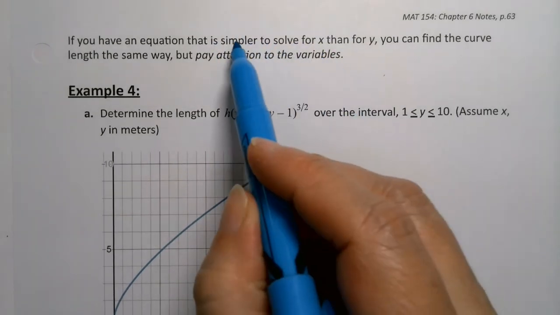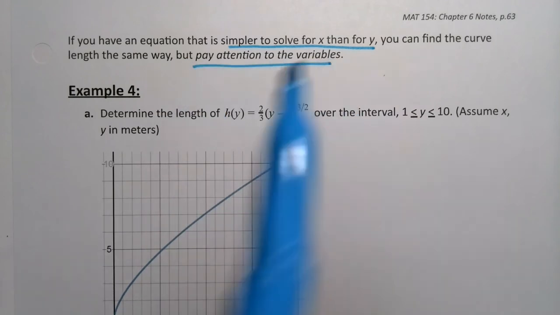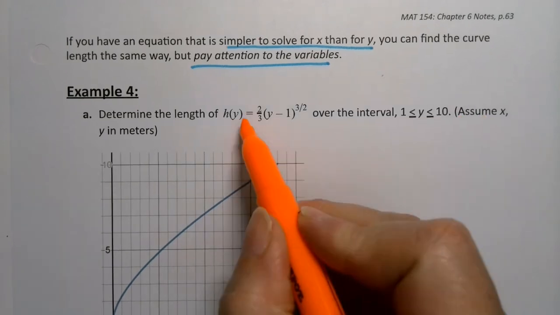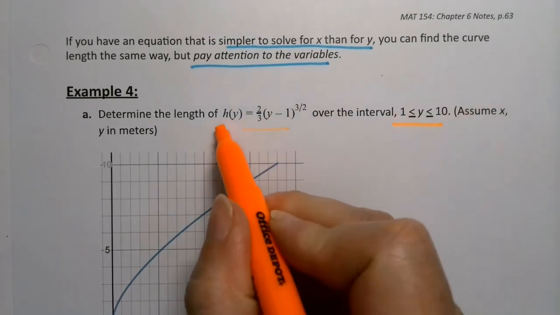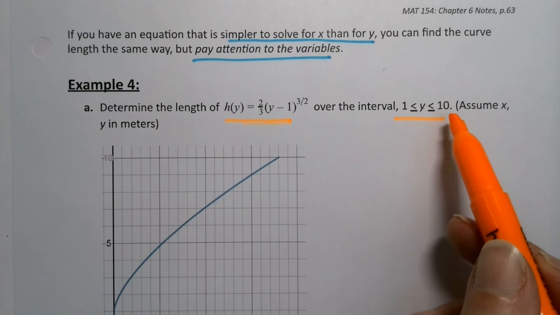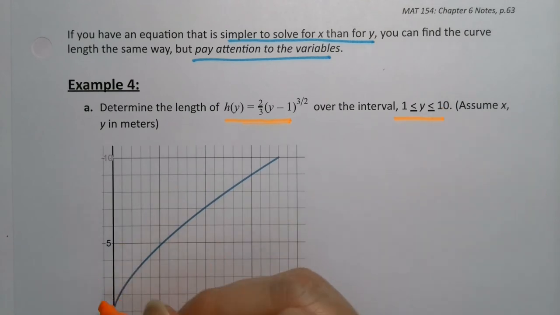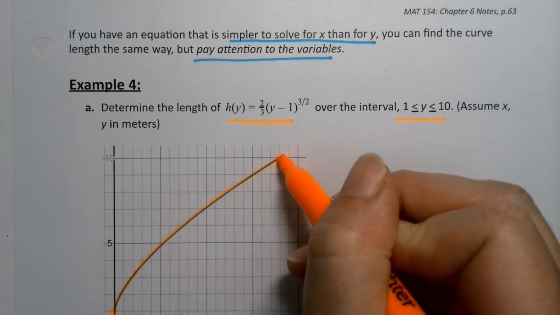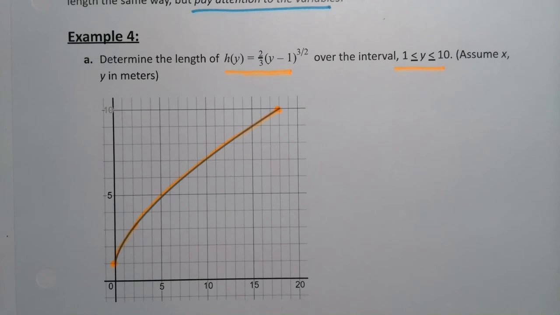Sometimes it's simpler to solve it for x than for y, but you have to pay attention to what you're doing. That's only true if both are an option to you, but they are in this particular problem. So in this one, we're going to do this problem with y as our variable. Why? Because it's set up that way, so why not use it? We see the function in y right here, and we see the domain for y right there. So y is going from 1, which is right here, up to 10, which is right here. So that's the section of curve that I've drawn.